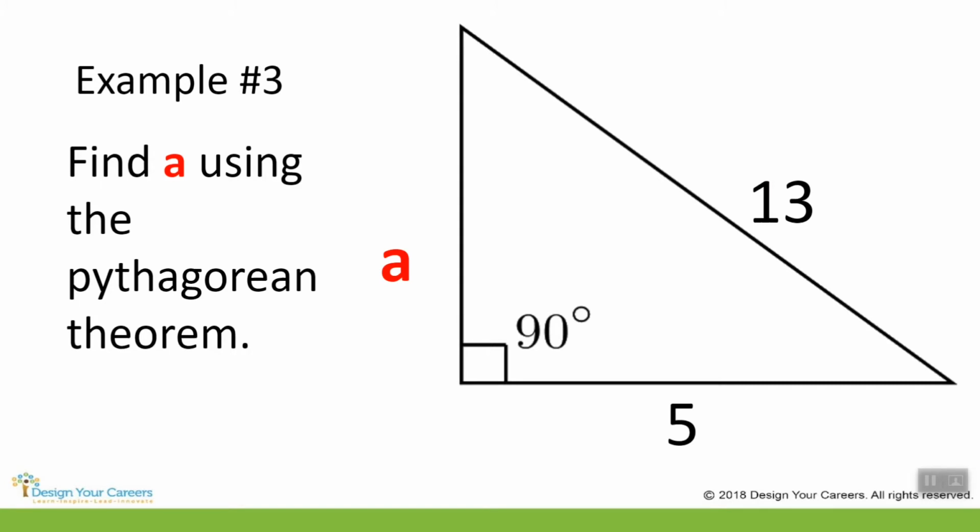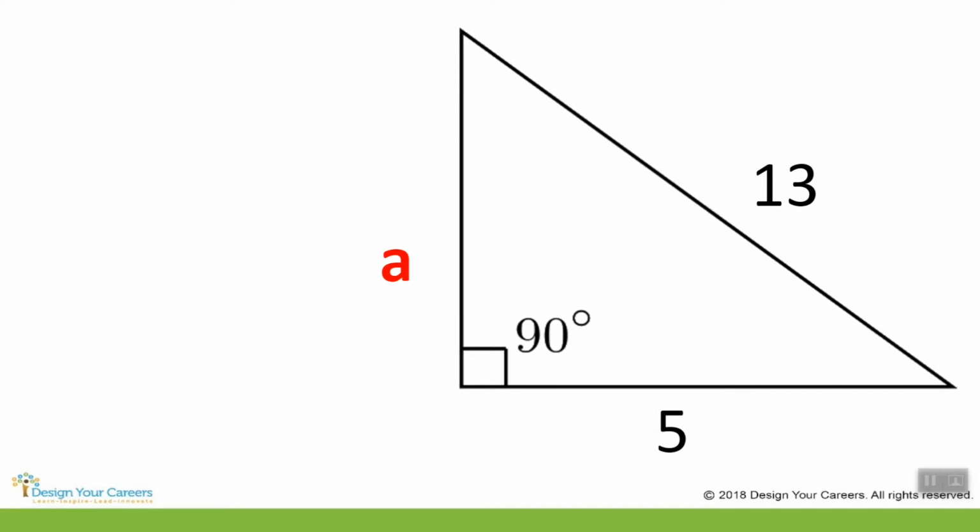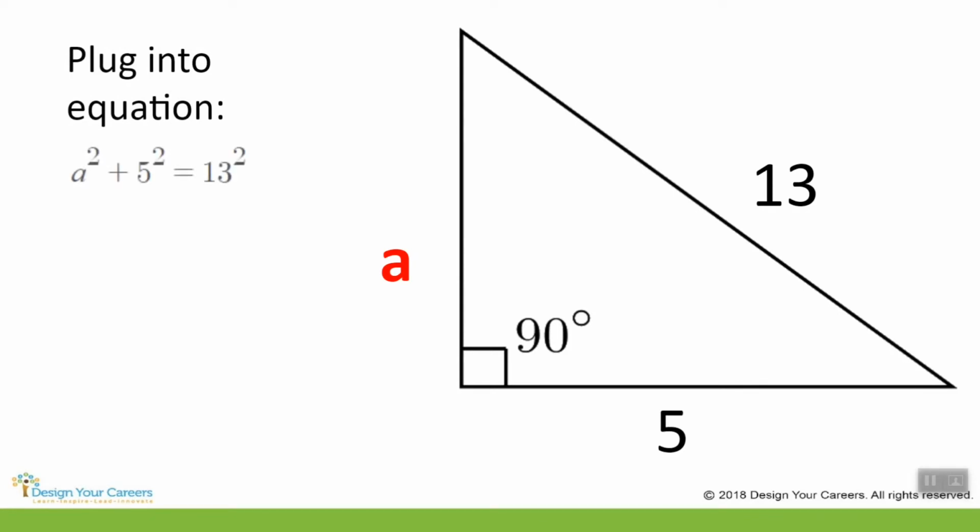Example number 3. Find a using the Pythagorean theorem. Now this time we are not finding the hypotenuse. We have to find a leg. So once again, we would plug it into the Pythagorean theorem. a squared plus 5 squared is equal to 13 squared. So now this is different. You have to subtract to the other side.